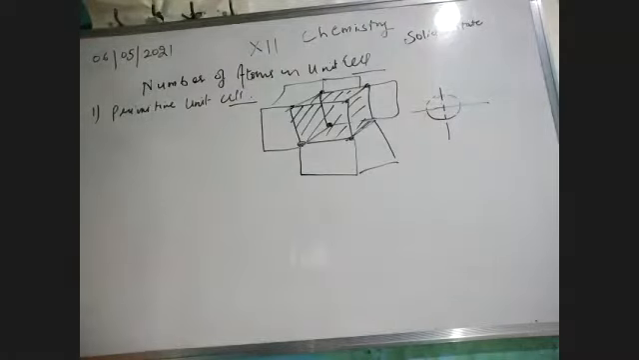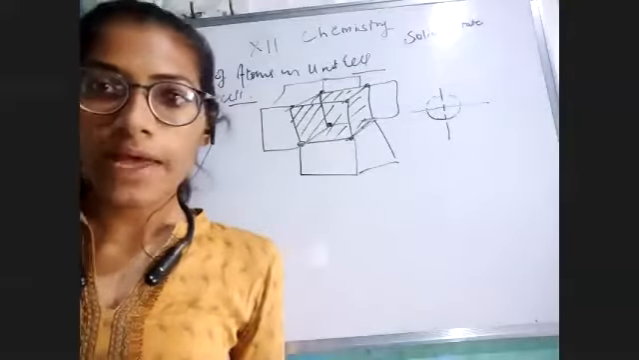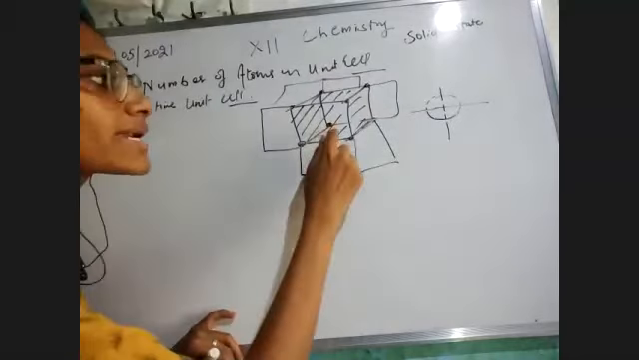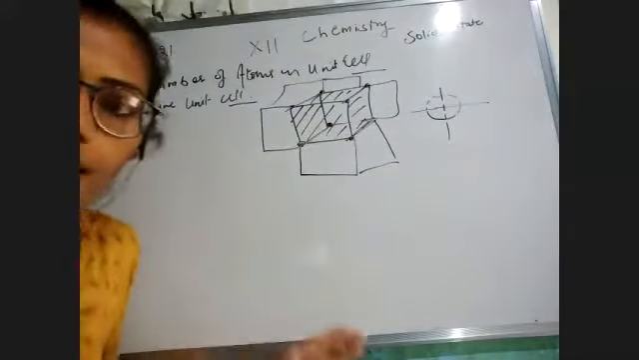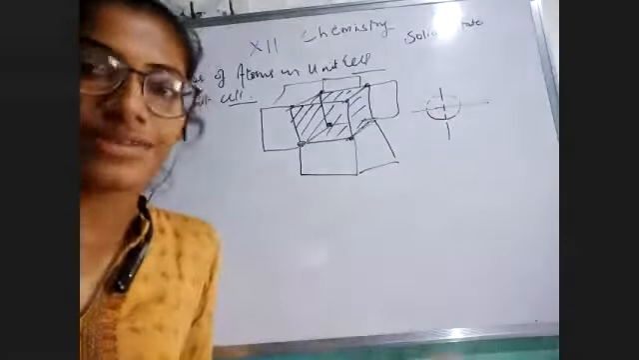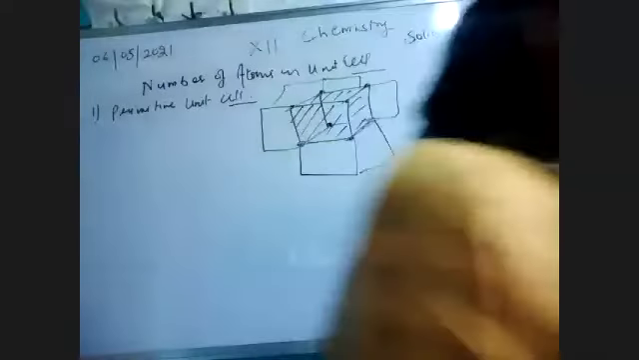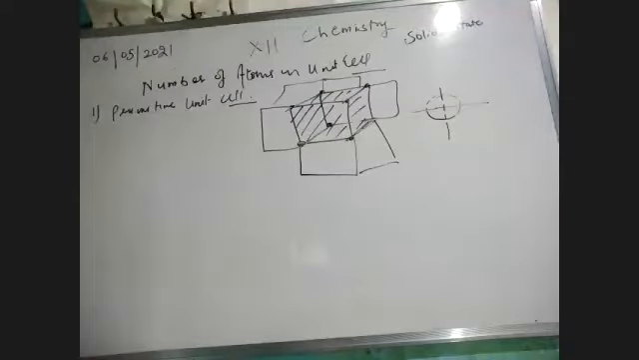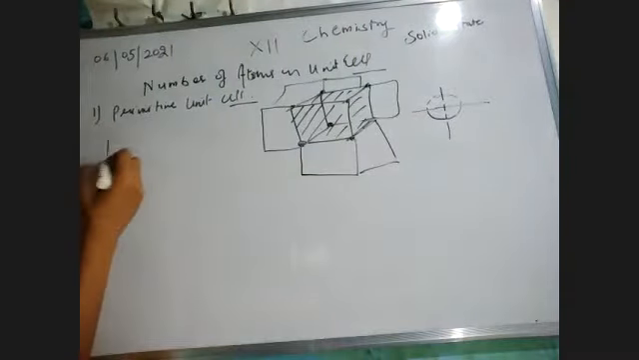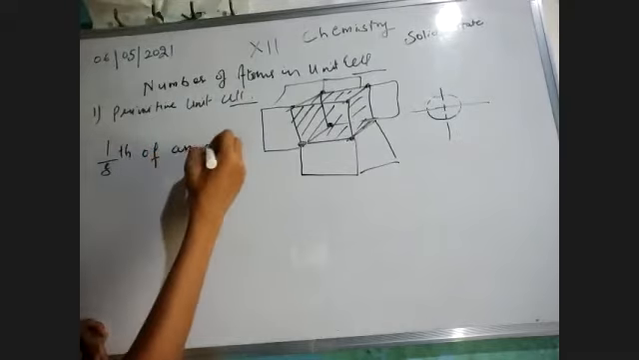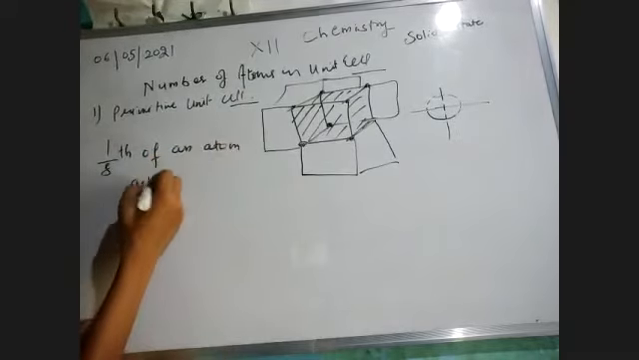If each atom is shared by 8 unit cells, what would be the share of this particular shaded unit cell? It would be 8 multiplied by 1 by 8, because there are also 8 atoms. So in short, since only 1 by 8 of an atom belongs to a particular unit cell, let me write it to make it easier to understand: 1 by 8 of an atom actually belongs to a particular cell.